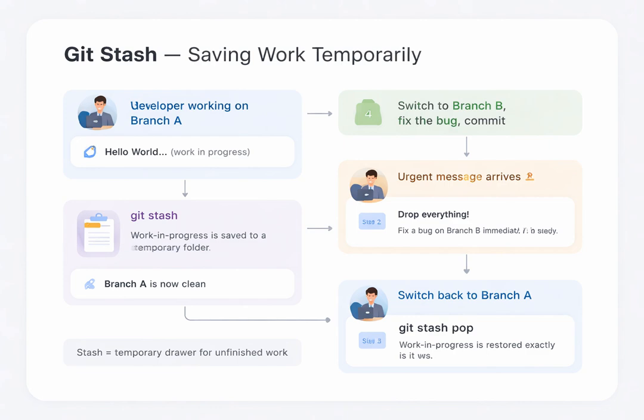The solution is Git Stash. Stash saves your in-progress work to a temporary holding area, cleans your working directory, and lets you switch branches freely. You go fix the bug, commit it, come back to your original branch, and run Git Stash pop, and your unfinished work comes right back, exactly as you left it.